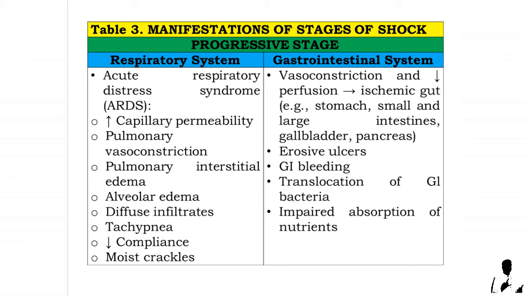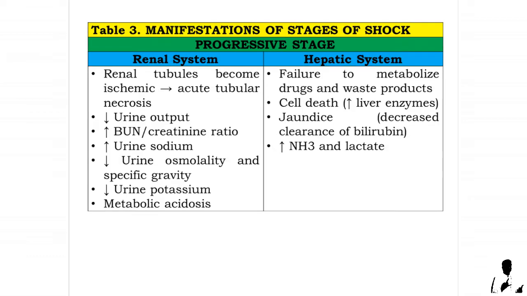Gastrointestinal system. Vasoconstriction and decreased perfusion that results in ischemic gut, for instance, stomach, small and large intestines, gallbladder, and pancreas, erosive ulcers, GI bleeding, translocation of GI bacteria, and an impaired absorption of nutrients. Renal system. Renal tubules become ischemic that results in acute tubular necrosis, decreased urine output, increased blood urea nitrogen to creatinine ratio, increased urine sodium, decreased urine osmolality and specific gravity, decreased urine potassium, and metabolic acidosis.